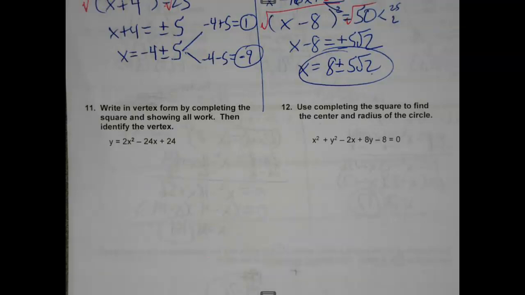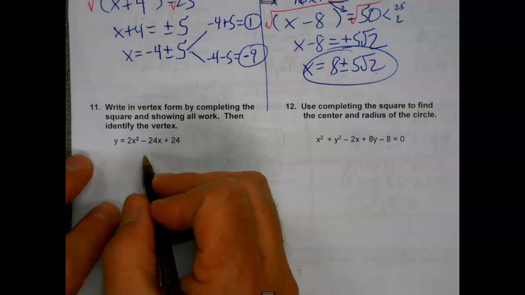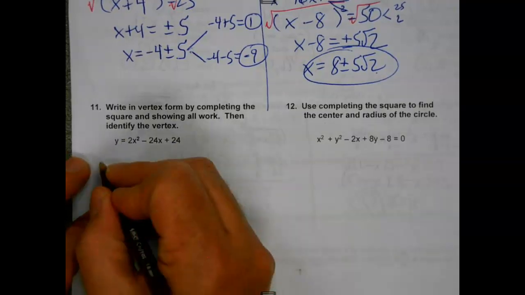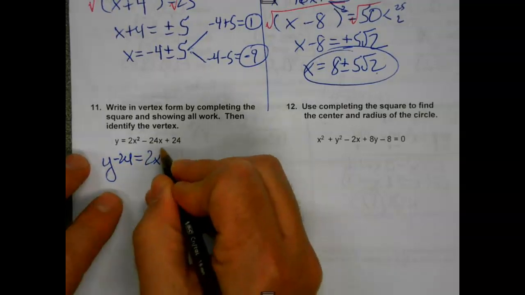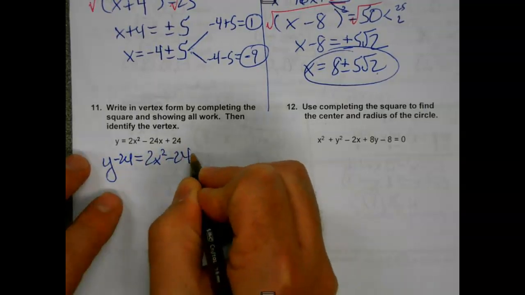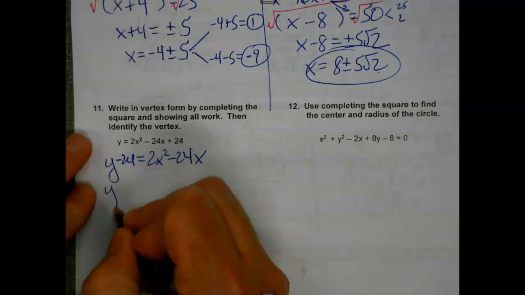Write in vertex form by completing the square and showing how the work can identify the vertex. All right. Well, we want to do all sorts of things. So we're going to get the 24 out. Now, we saw this on the last quiz. I had notes up. I went through it in the review. I gave you a helper. Let's not do this again.